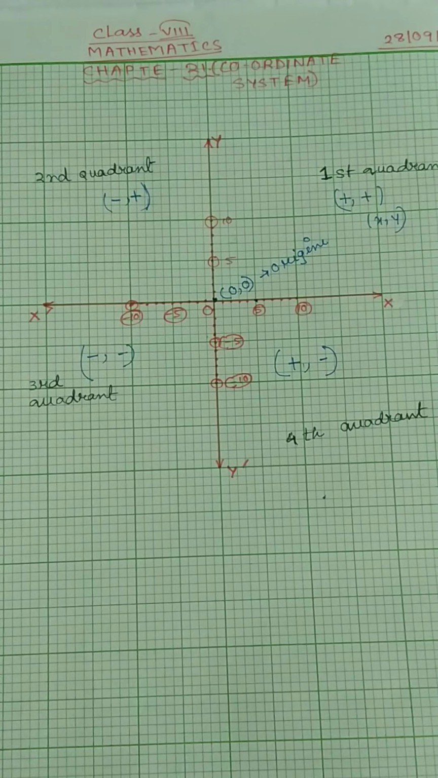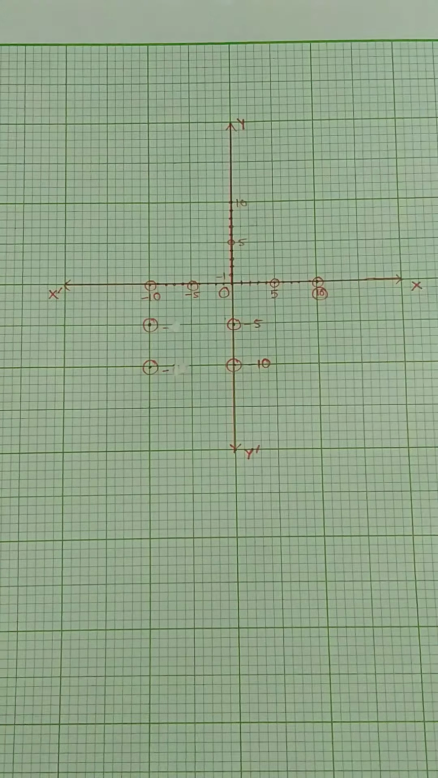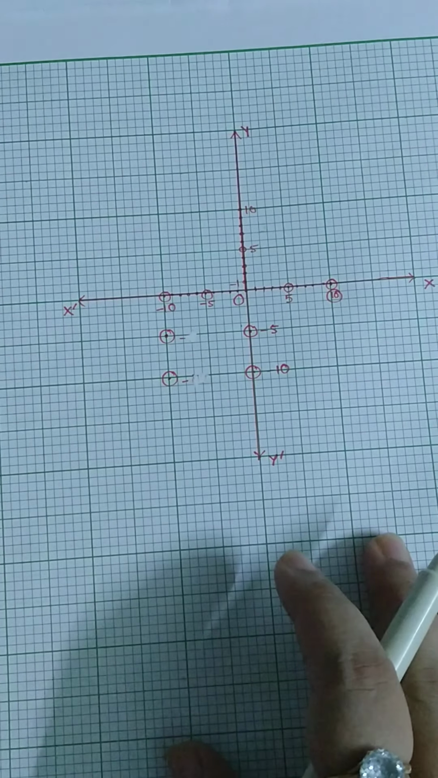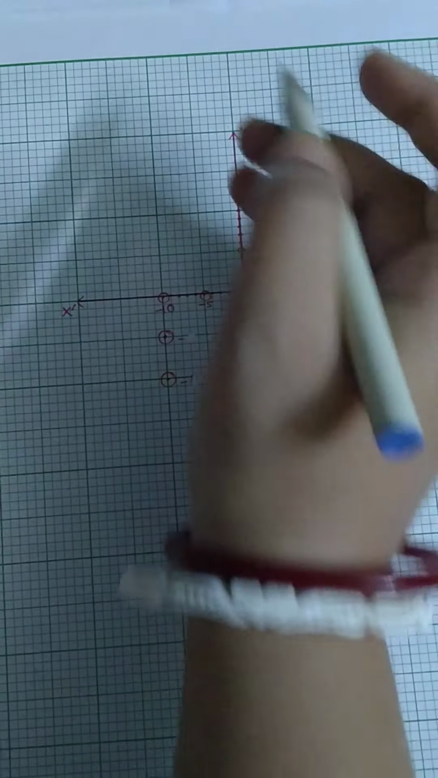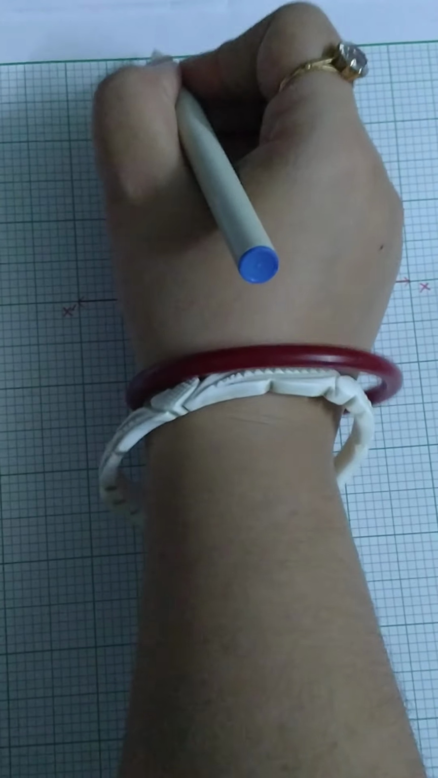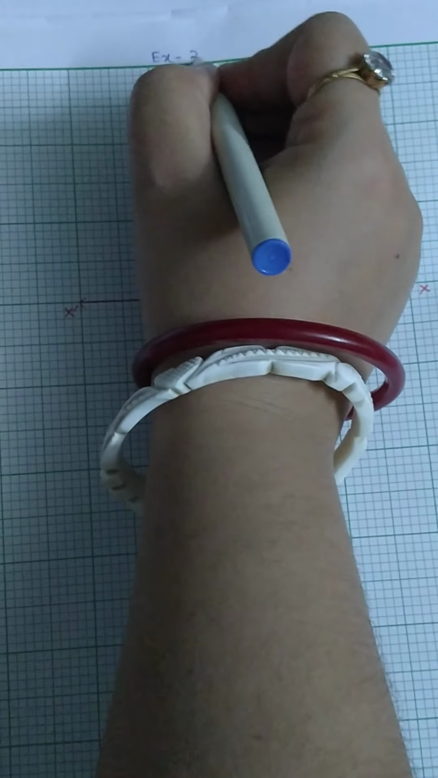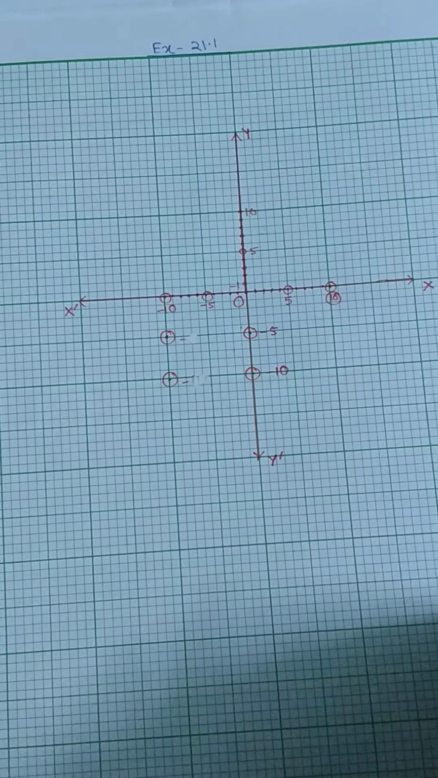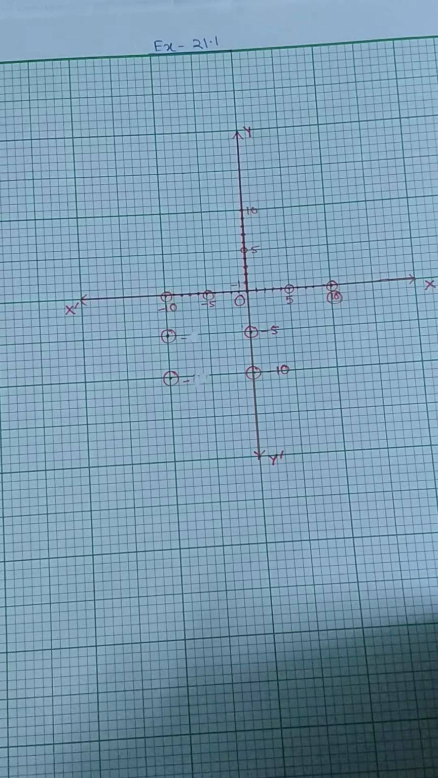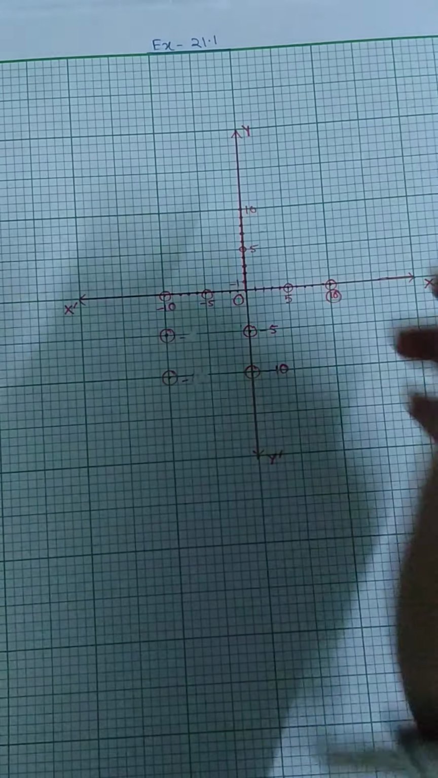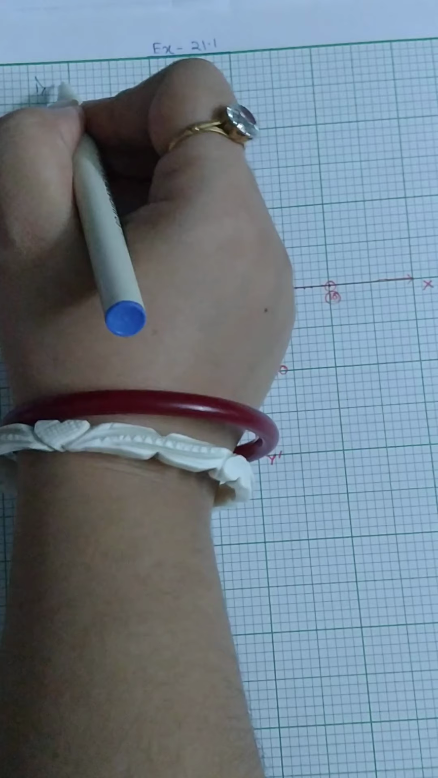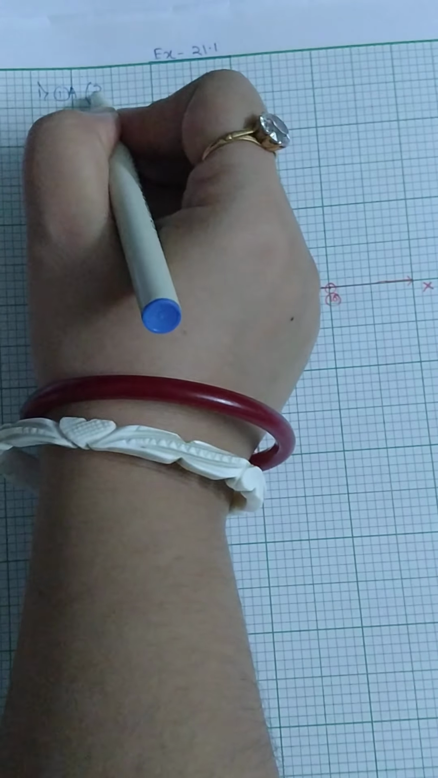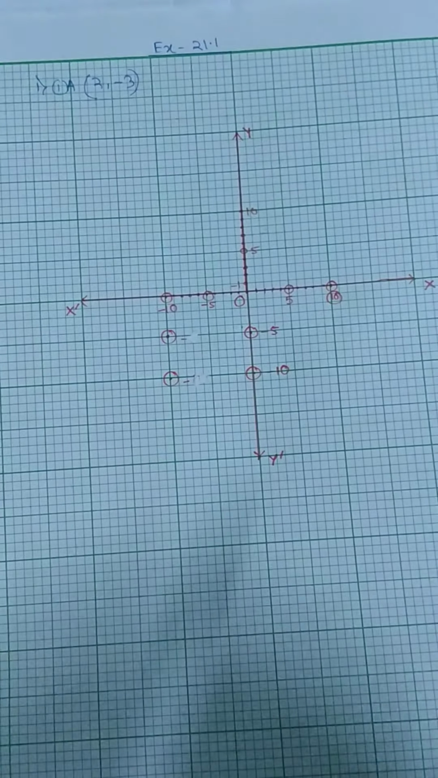Now a small thing I will just describe to you, that is how to locate a point. Suppose question number 1 of Exercise 21.1. Question number 1, what is given? Plot the following points. The first point is A, 2 minus 3. The name of the point is A and the location is 2, minus 3.